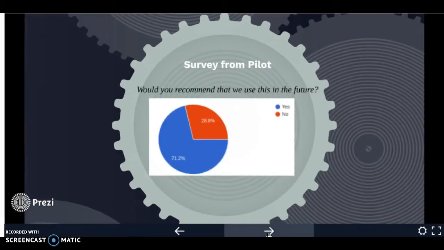Before deciding to implement standards-based grading, we conducted a 1-month pilot. At the end of the pilot, we gave students a survey to gauge their feedback and learning preferences. As you can see, when asked if they would recommend this new grading system next year, the overwhelming majority showed that standards-based grading was their preference.